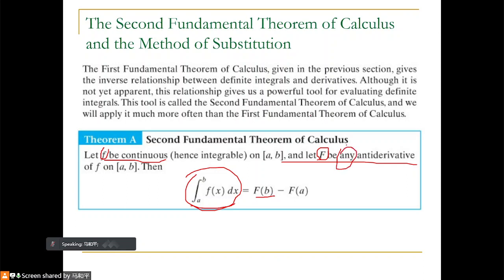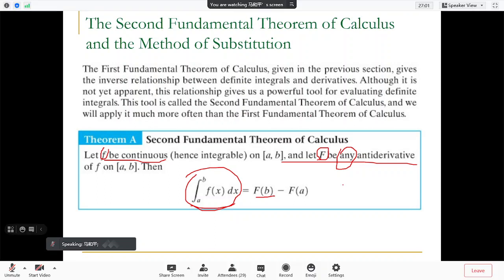You know? Can anyone explain? Does someone know how to explain the word any? Why do we use any?